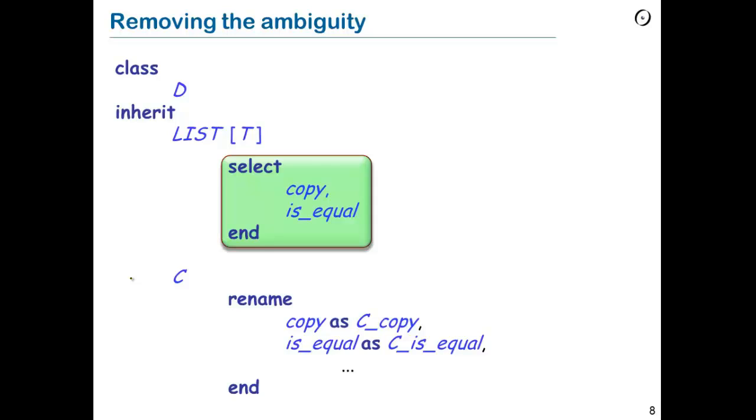as the one to be applied under polymorphism and dynamic binding, and this is our last inheritance subclause, select, which by the way will go with rename, redefine, and so on. So you would say rename, then select, then redefine, and undefine. So we can say select copy and is_equal in this case to say that we actually select these two features from their LIST branch rather than the C branch in order to resolve any ambiguity under dynamic binding.